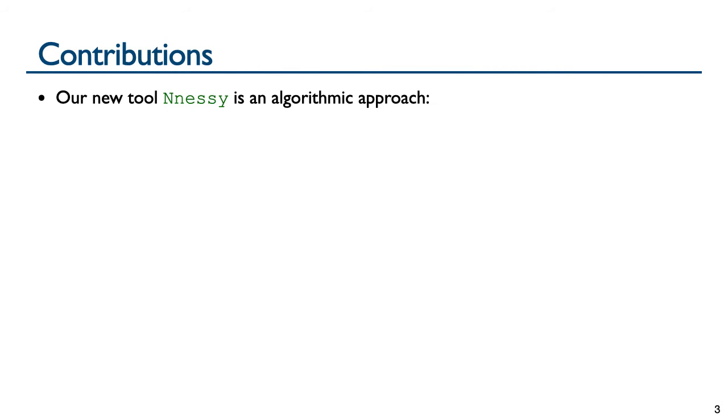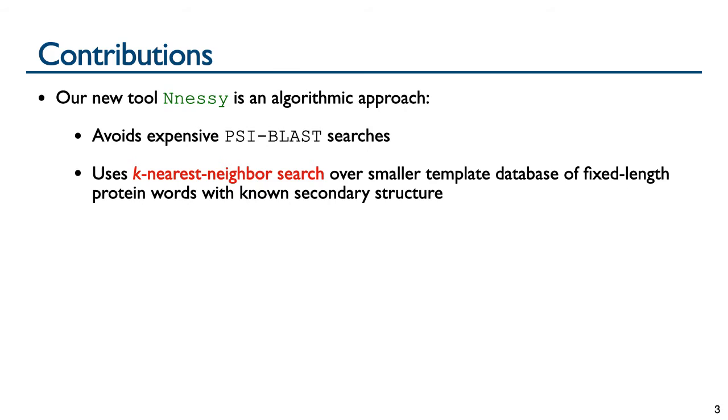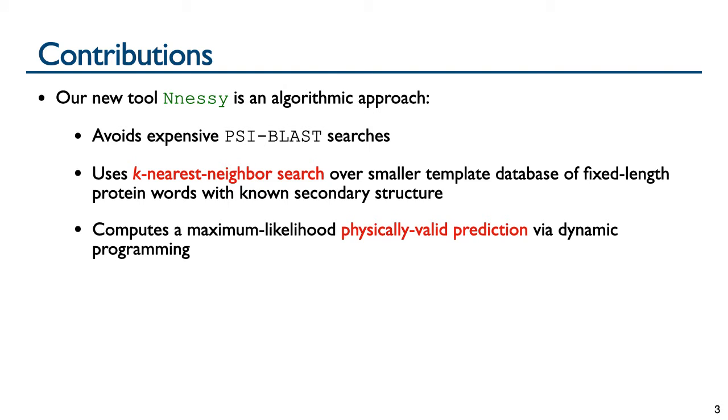Our new tool Nnessy is an algorithmic approach to protein secondary structure prediction, which avoids expensive SciBlast database homology searches. Nnessy is a template-based method and uses k-nearest neighbor search over a smaller template database of fixed-length protein words with known secondary structure. These words are searched under a distance metric that obeys the triangle inequality, so we can leverage algorithms for nearest neighbor search over metric space, so the problem is much more structured. Nnessy also computes a maximum likelihood physically valid prediction via dynamic programming, where the dynamic programming satisfies minimum run lengths, even for 8 states, runs in linear time, and is easily adaptable to other tools.